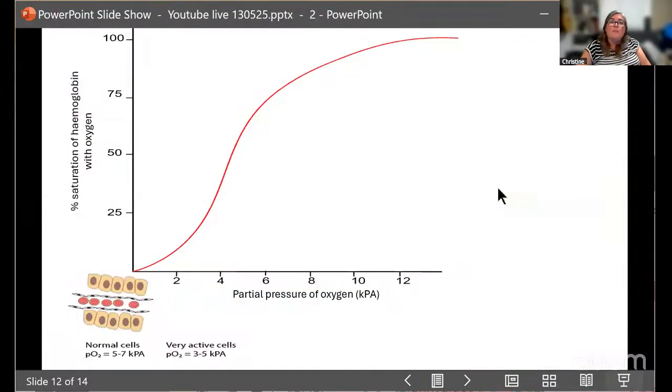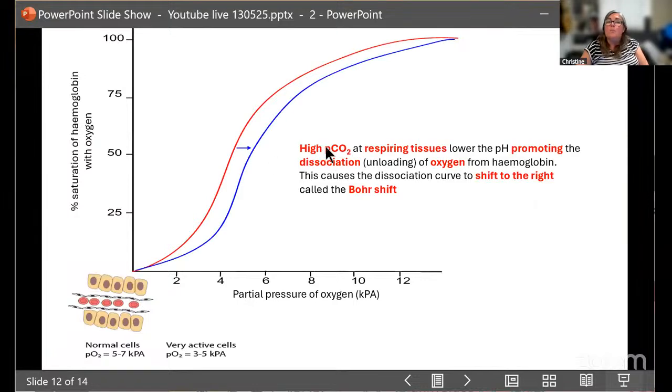So if we then look at what happens when there is a high partial pressure of carbon dioxide, because the respiring tissues have been producing it, that is going to result in a lower pH. That lower pH, because of those hydrogen ions, is going to promote the dissociation, the unloading of oxygen, and that is what is going to shift the dissociation curve to the right. And that's what we call the Bohr shift.